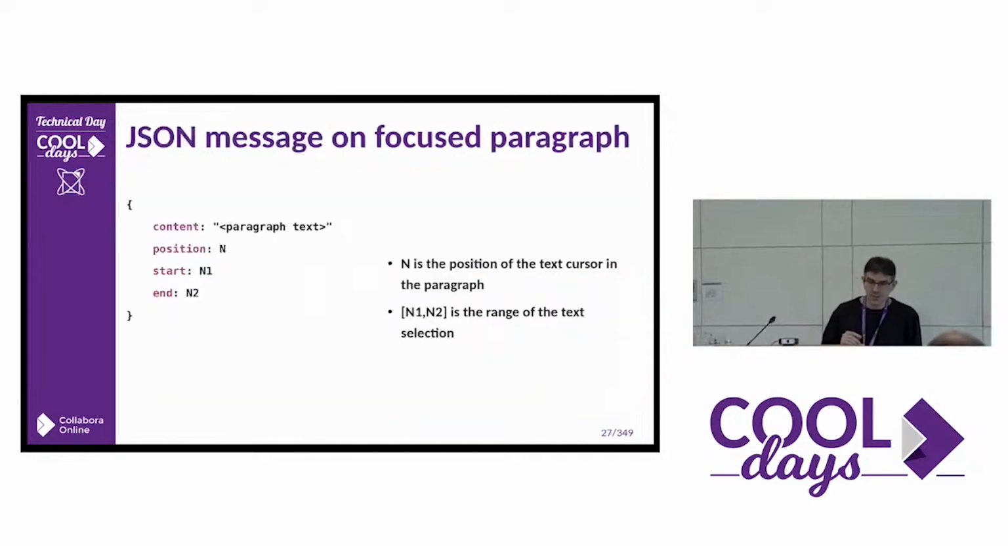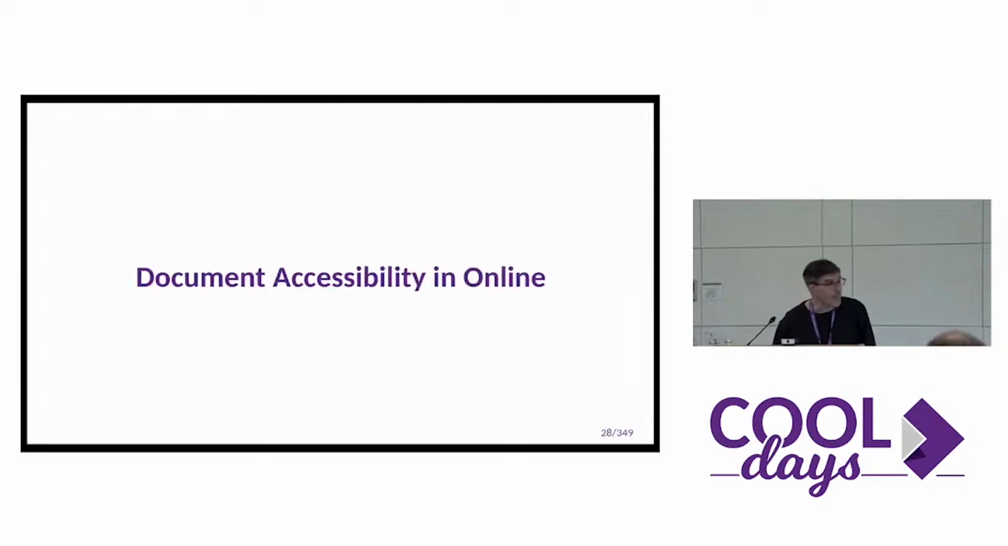Here you can see the structure of the JSON message that is sent to the online client when the paragraph gets focused. Content is just the paragraph text, the position is the position of the text cursor, start and end are the start and end position of the text selection. So how is all this accessibility information used by the online client for providing screen reader support?